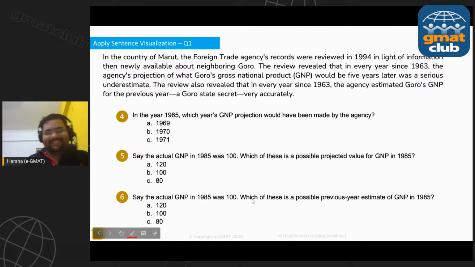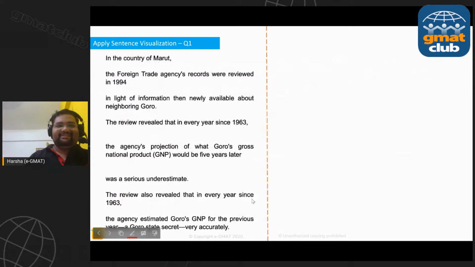What is the relation between Marut and Goro? All right, let's get into all that stuff now. So again, we're going to attack this passage together, and I want to show you how I visualized this the first time I solved it, and therefore what you're going to see is fundamentally the way I scribbled, because I wanted to replicate that for you.